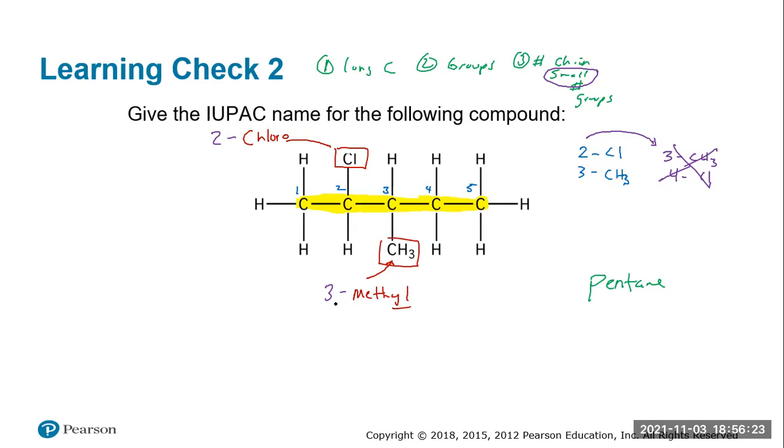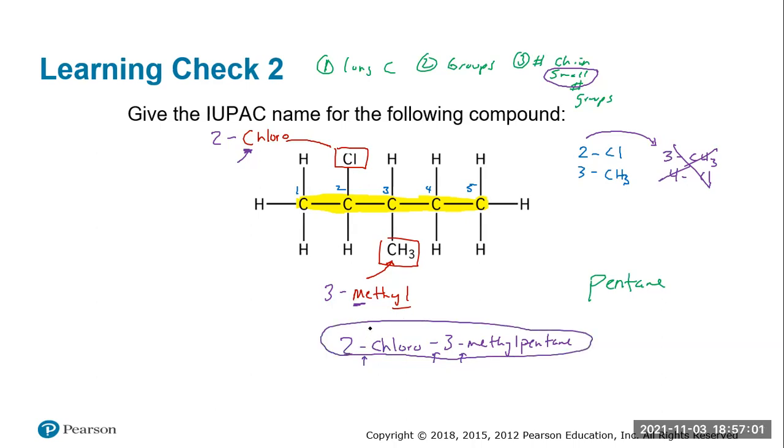All that's left at this point is to put everything together alphabetical, regardless of number. So C would come before M, also regardless of prefix, if there happens to be a prefix. And putting that together would get us 2-chloro, 3-methyl, and pentane. Again, dash between number, letter, dash between letter and number, dash between number and letter there. And that would be it. Any questions on that name there?